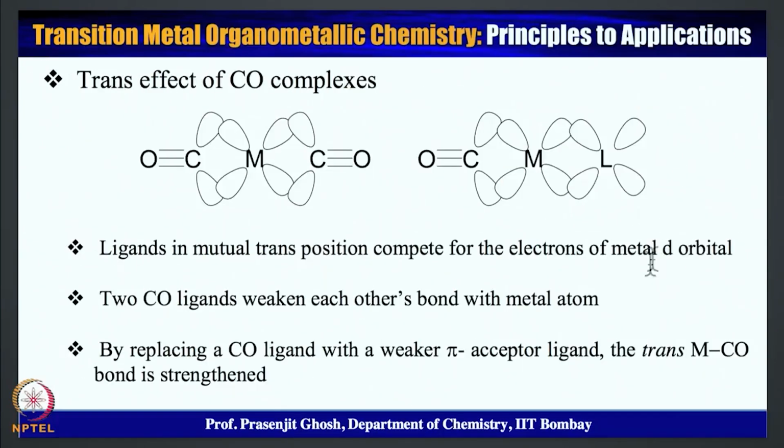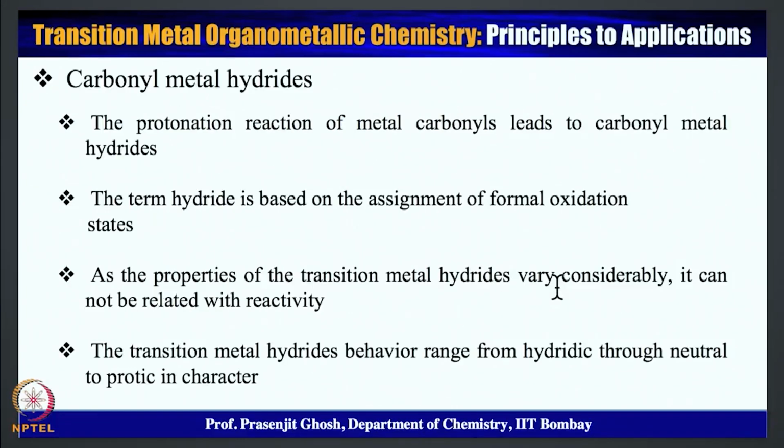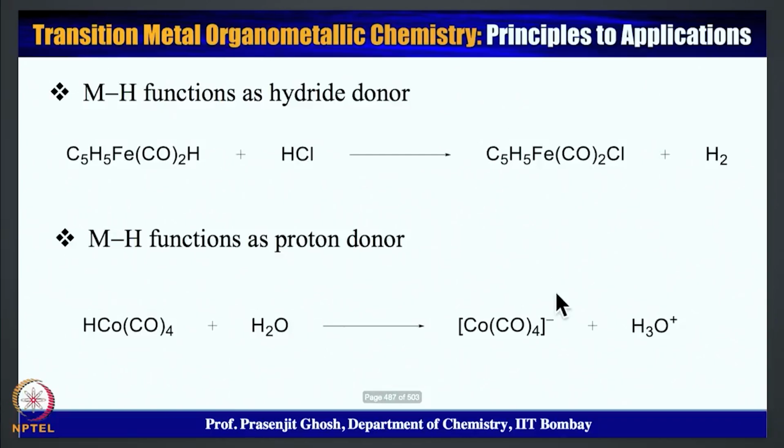We have done a detailed analysis of transition metal carbonyl complexes, particularly with respect to the trans effect, how the ligand opposite to CO becomes weakened when the electron density on the metal is pulled away by this pi acidic carbon monoxide ligand. We have looked into another class of compounds called carbonyl metalates. These are anionic compounds. We have looked into carbonyl metal hydrides. These are important intermediates in many catalytic reactions.